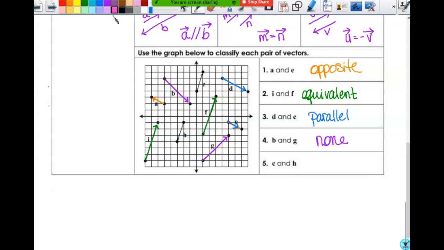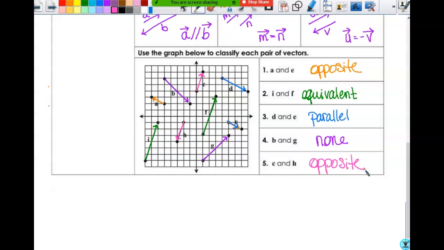Then C and H. Here is C, here is H. Opposite directions, do they have the same magnitude? Yes, they do. That makes them opposite vectors.